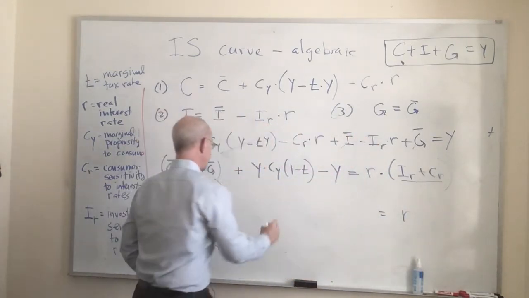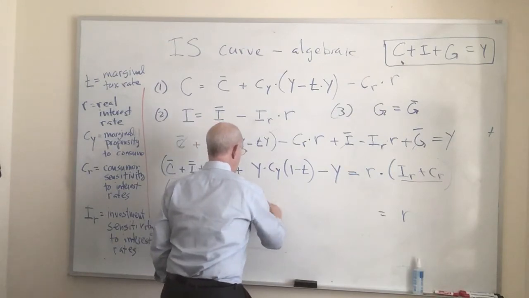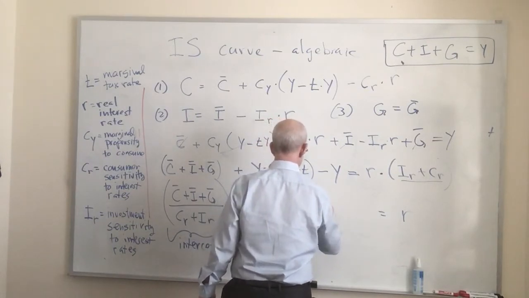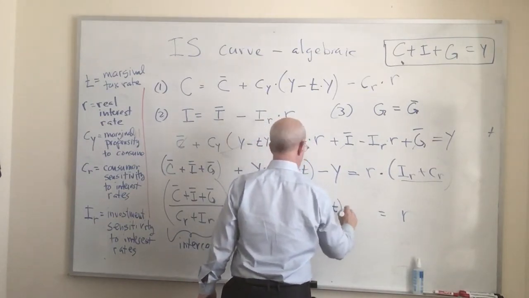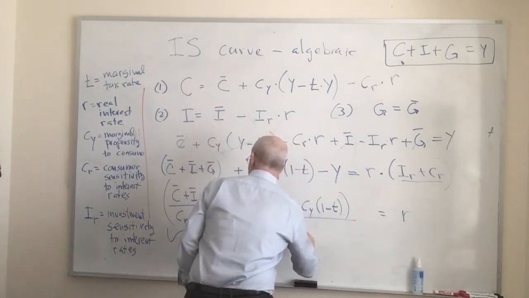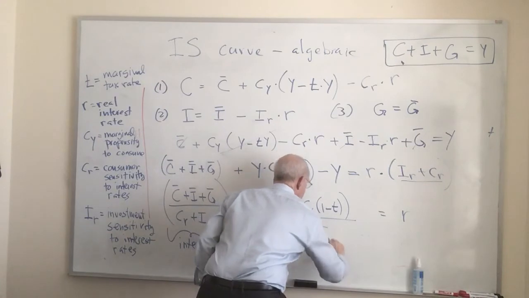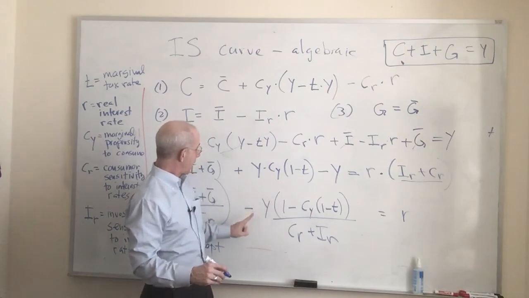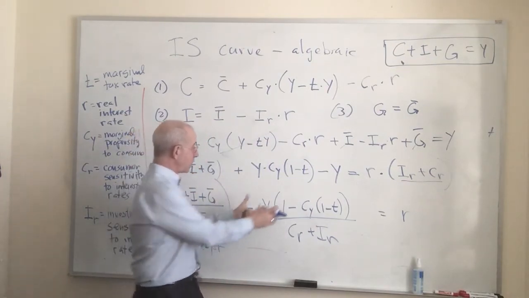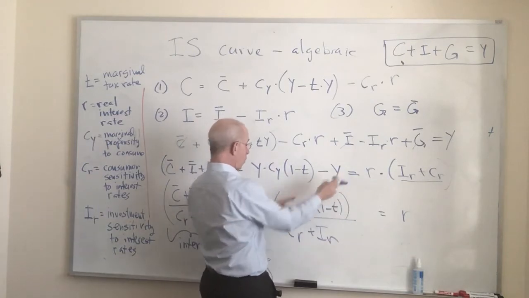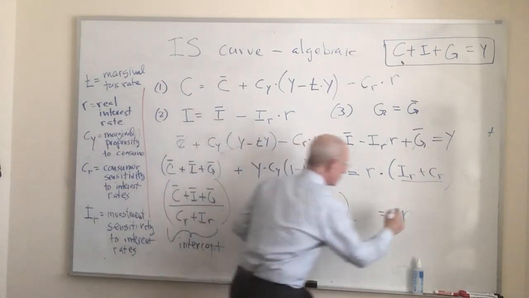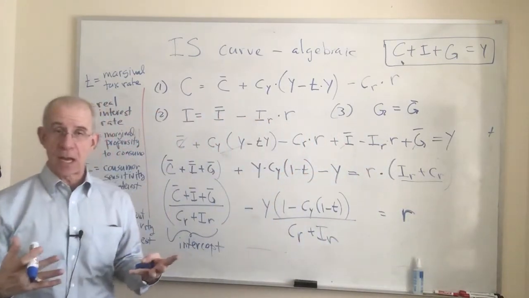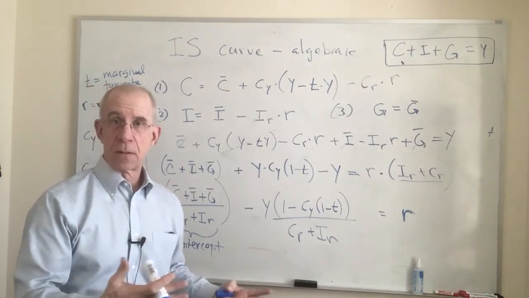Okay. Now I want to separate out Y, 1 minus CY times 1 minus T, divided by CR plus IR. Now one thing you'll notice here, what I've done is I've pulled Y out and then put a negative sign here instead of the plus, so everything else here is negative. So 1 minus CY times this is equal to R. Okay, it looks nasty. Take your time, do the algebra, see how that works.